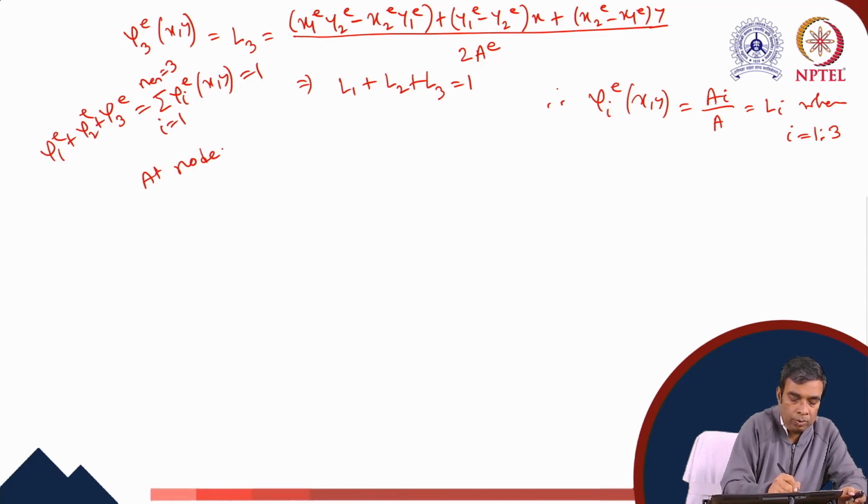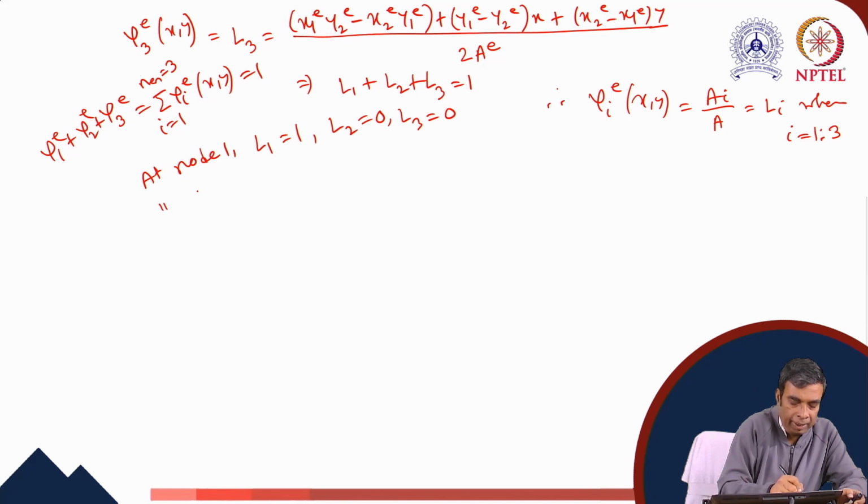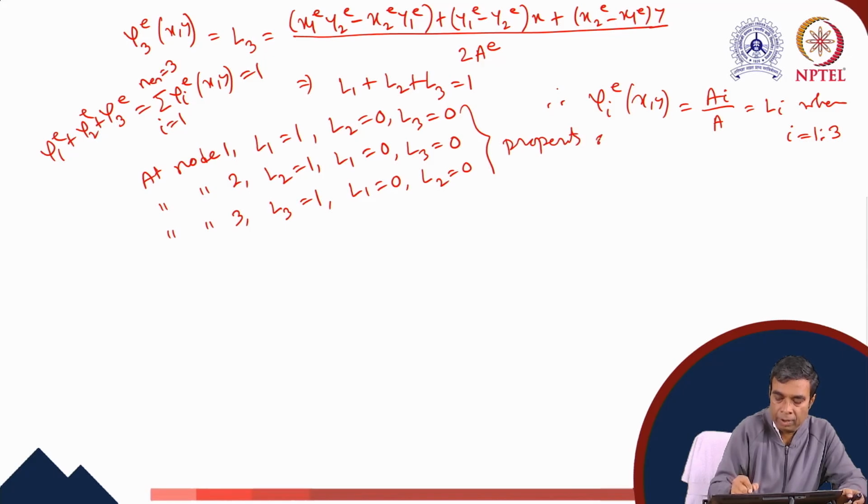At node 1, L1 equals 1, L2 equals 0, L3 equals 0. These are properties of Lagrangian shape functions. Similarly, at node 2, L2 equals 1, L1 equals 0, and L3 equals 0. And finally, at node 3, L3 will be equal to 1, L1 will be 0, and similarly, L2 will be equal to 0. This is a property of Lagrangian shape functions.